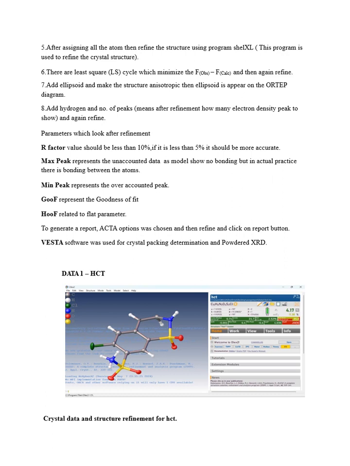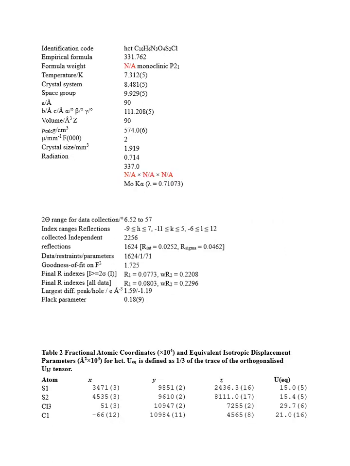Here is data 1, which is HCT. The R factor is 4.17, and there are certain other values. Using the OLEX2 1.5 software, we conclude that it is monoclinic in nature and the point group is P21. The lattice parameters a, b, c are given, alpha and gamma are 90 degrees and beta is not equal to 90 degrees. The molybdenum K alpha radiation source is used, and the 2 theta range for data collection is 6.5 to 57 degrees.